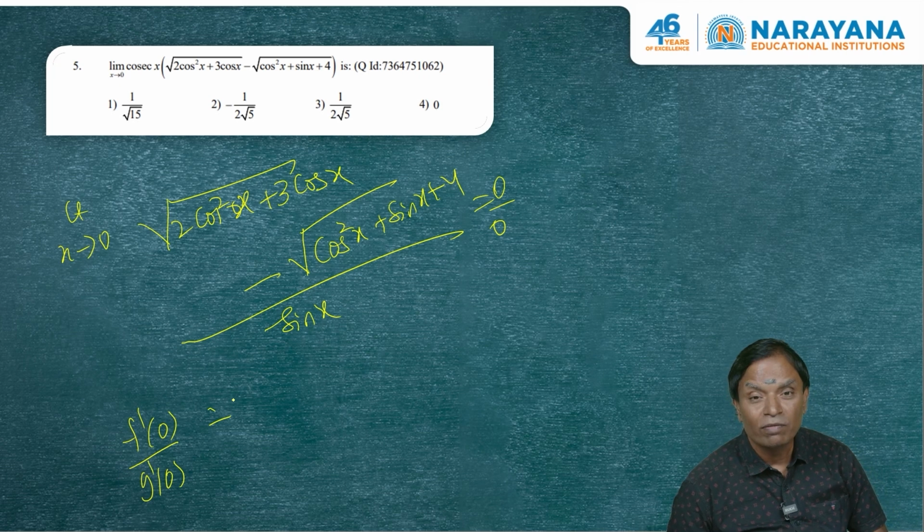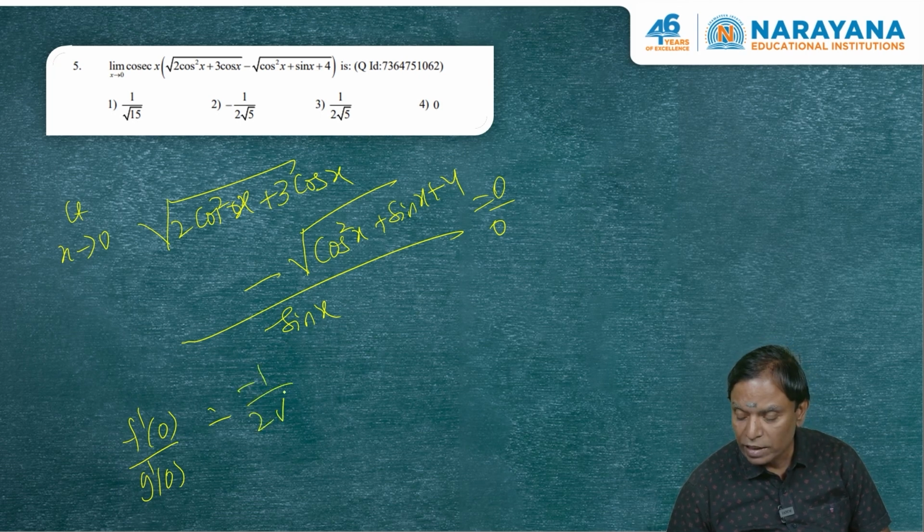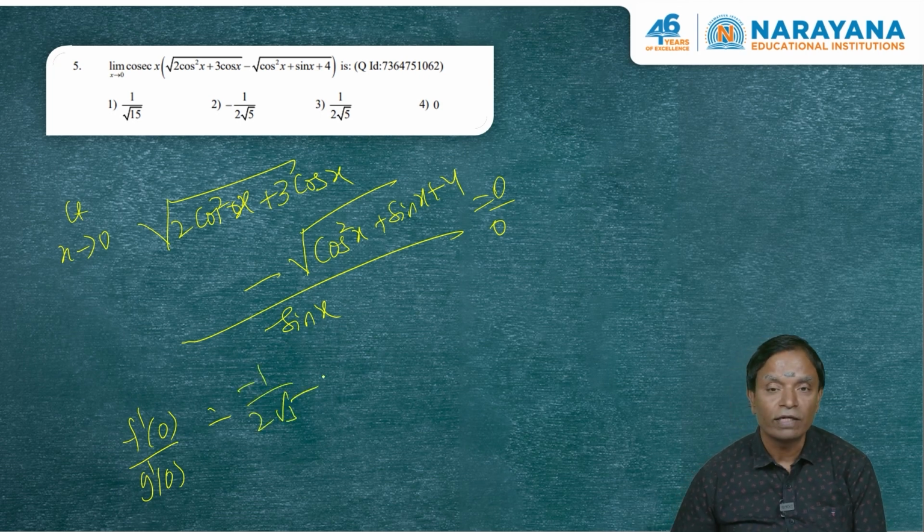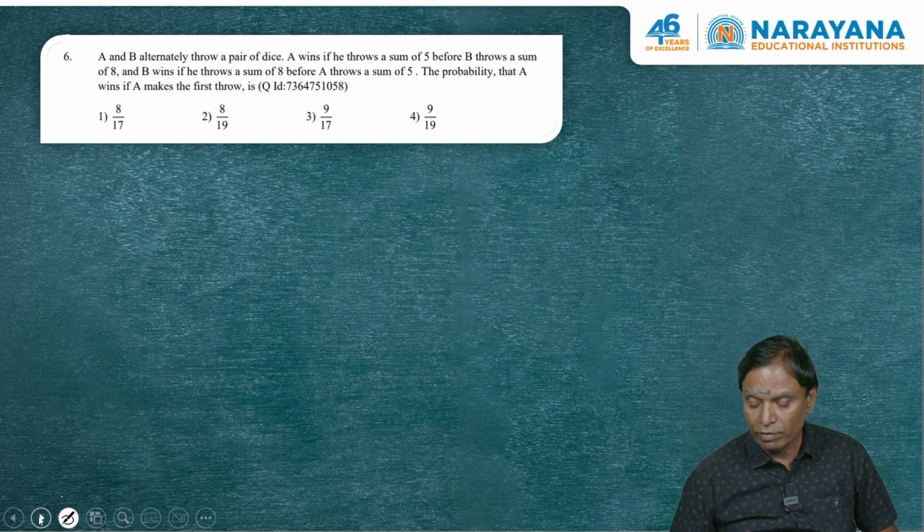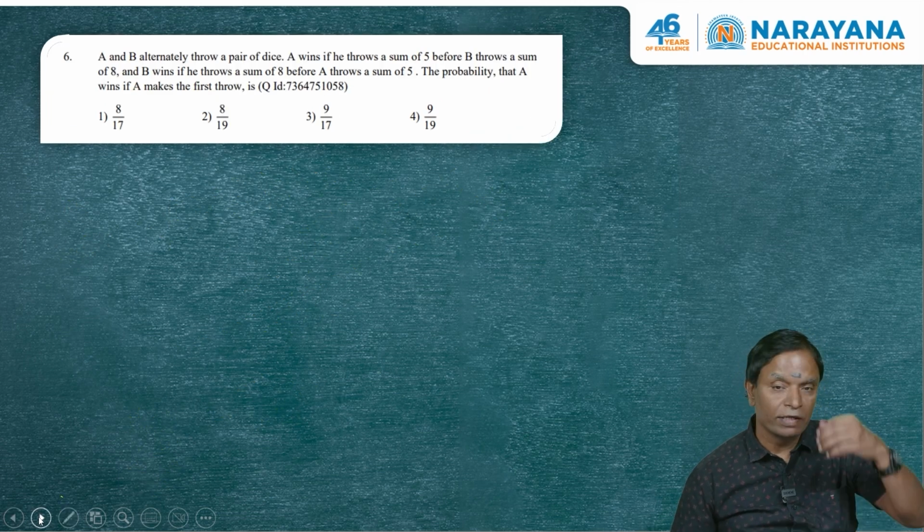It's a basic problem, but carefully differentiate the numerator separately. The denominator derivative anyhow you know. The derivative of sin x is cos x. Your f dash 0 by g dash 0 will be minus 1 by 2 root 5. Okay, we'll go to the next problem. Look at the problem.